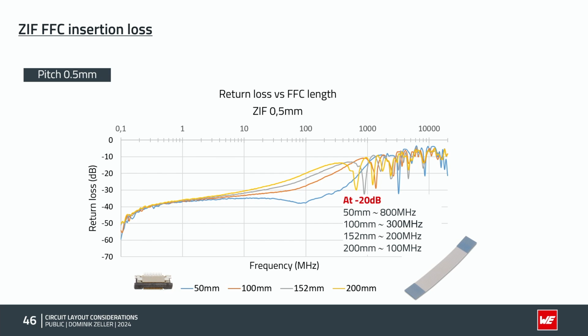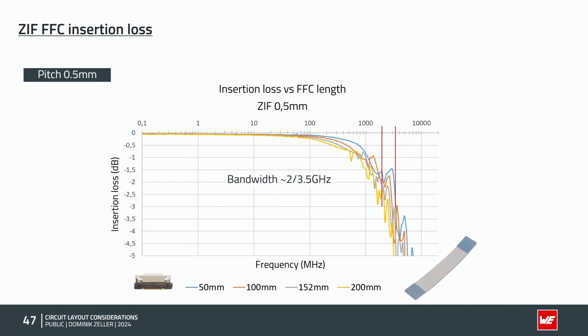What does 20 dB mean? 20 dB means 99% of your signal is going through and only 1% is reflecting. Okay, that's nice. Oh, sorry, that's return loss. So the reflections. The insertion loss is, of course, going to be something else. In this case, you have a certain bandwidth, and the insertion loss we defined with 3 dB. Why 3 dB? Because 3 dB means 50% power loss.